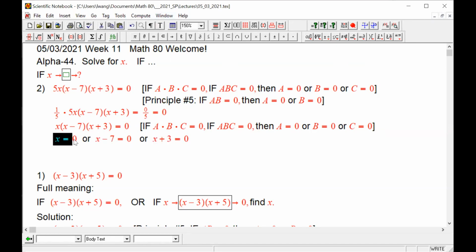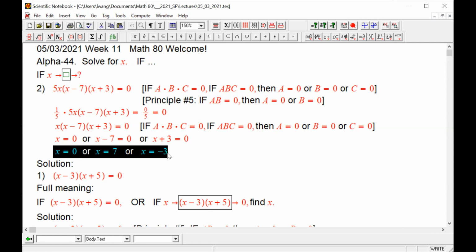So if x equals 0, the whole product will be 0. If x minus 7 is 0, the whole product will be 0. Or if x plus 3 is 0, the whole product will be 0. So as a result, the first part is already done. This part is done. And we just have the last 2 equations, x equals 7, or x equals -3. So that is the solution. You can box these three as a solution.